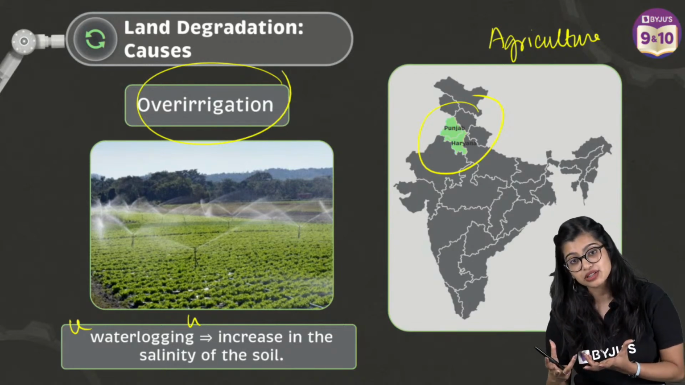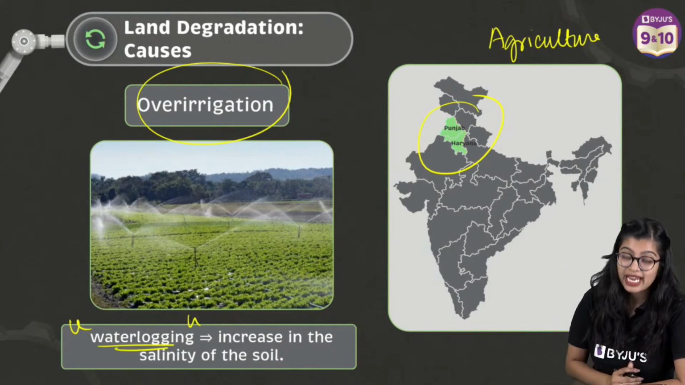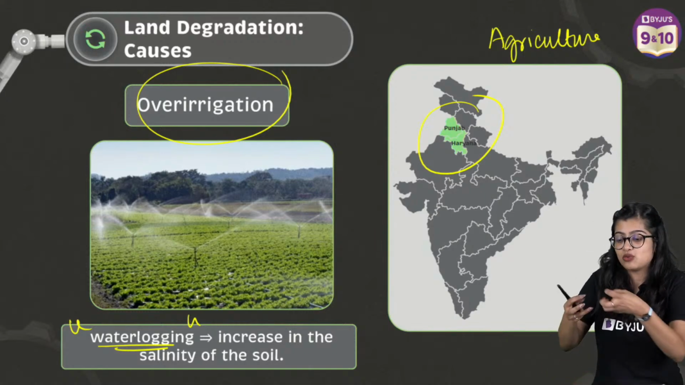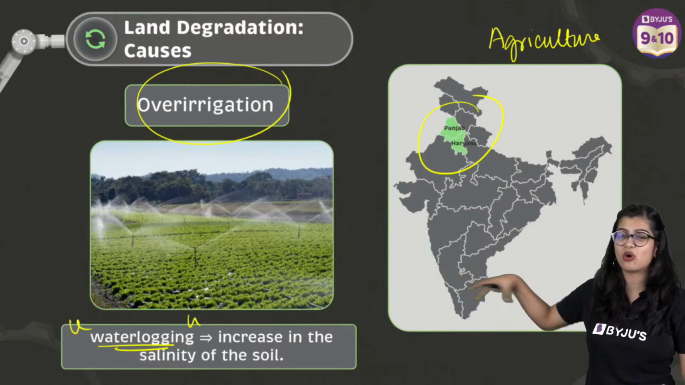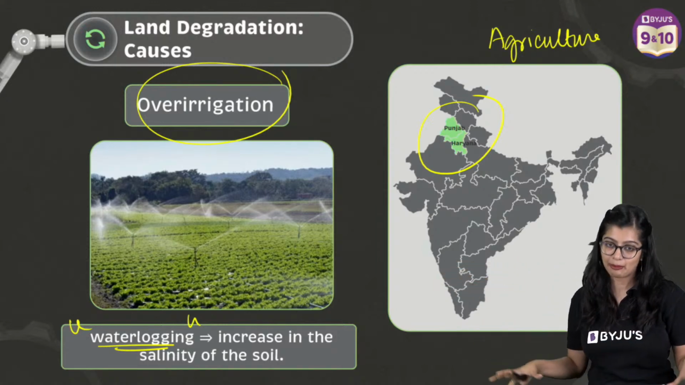So when a lot of irrigation facilities are there, what will happen? It will cause water logging. That means water will get clogged, right? There's a lot of water which will be found here and there, as swamps basically.